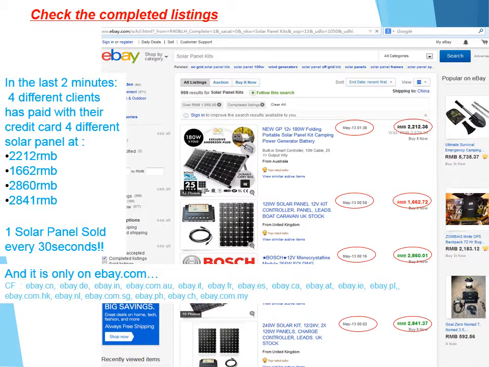And this is only eBay.com, so you can do the same for eBay CN, eBay DE, eBay Indonesia, eBay Australia, eBay Italy, eBay France, eBay Spain, eBay Canada, eBay Austria. You can do it for all the eBay platforms, and like this it will be one solar panel sold every 10 seconds probably.